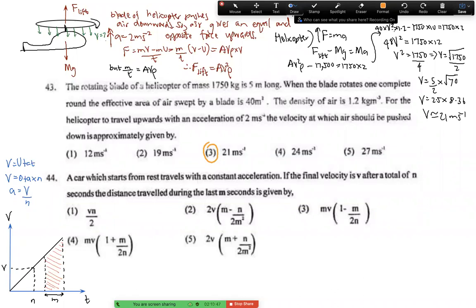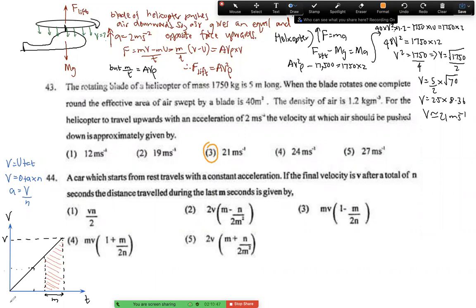Oh, okay. I think I'm making a mistake here. Sorry, wait. I think my diagram has a small error there. It should be this way. Final velocity is v, isn't it? Final velocity is v. So I should mark v here. This is v.